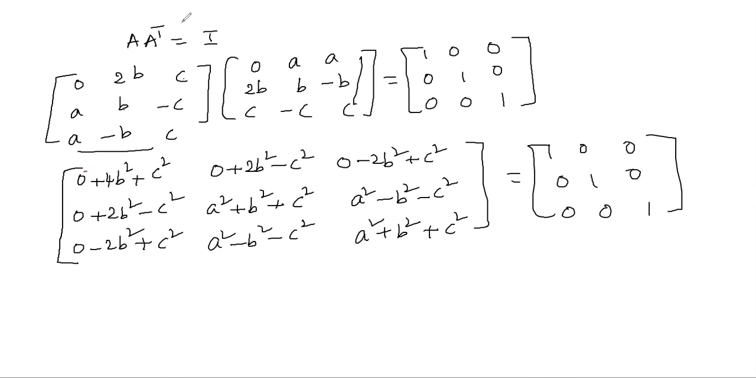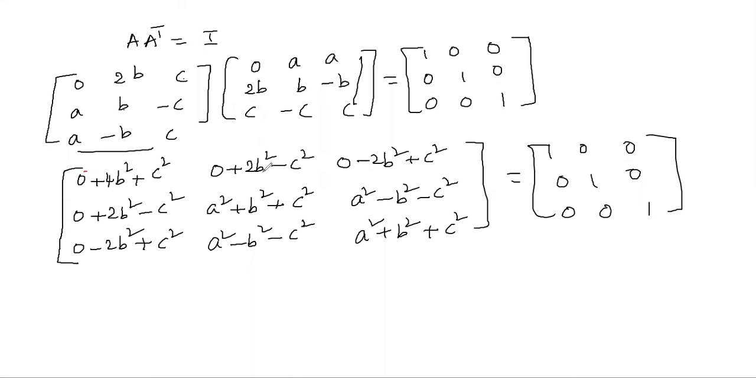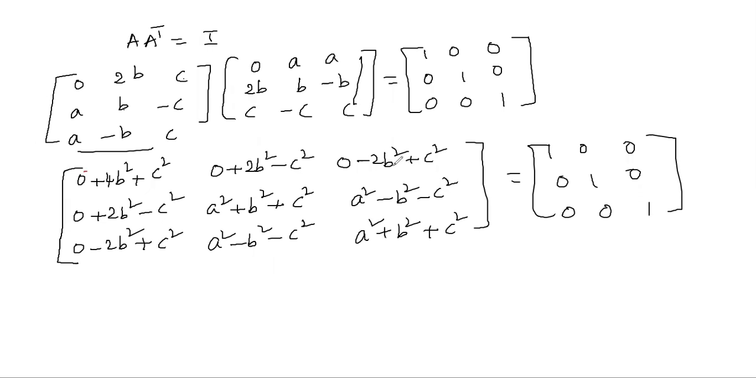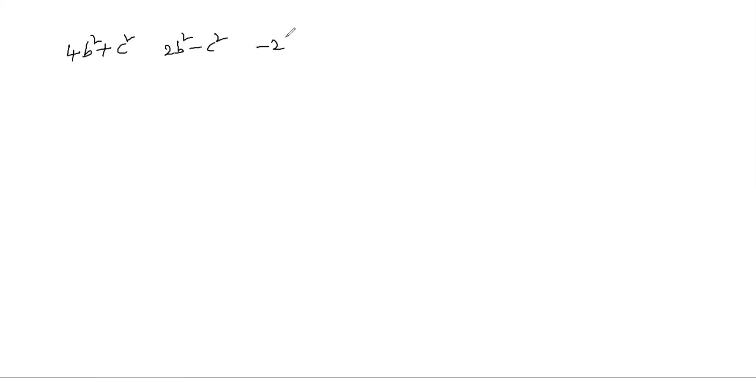Now, in the next page, what are the values? First row: 4b square plus c square, 2b square minus c square, minus 2b square plus c square.